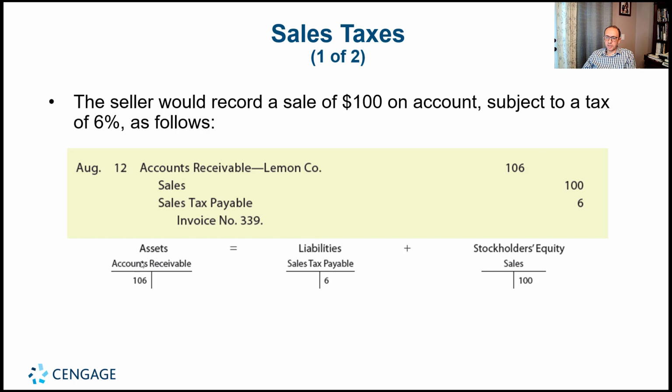So we debit accounts receivable for the total value, including the tax, and then we credit our sales, which has a positive impact on stockholders' equity, and we also increase the liability, which is the sales tax payable, by the amount of the sales tax to be collected.